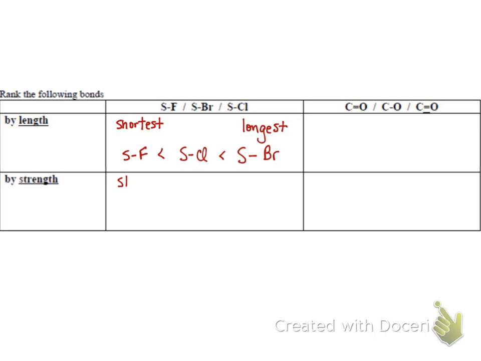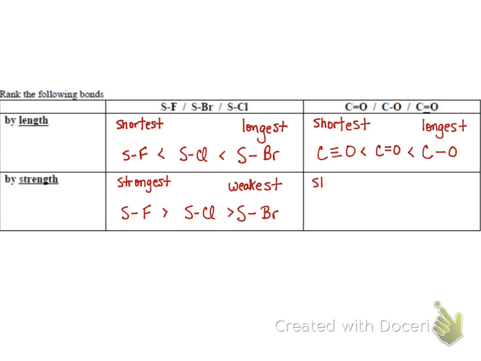So let's look at some bonds. If we were to rank these by length and strength, if we look at sulfur bonded to fluorine and bromine and chlorine, SF would be the shortest because fluorine is the smallest atom. SBr would be the longest because bromine is the biggest. And the shortest bond is the strongest, SF. SBr is the longest and it's the weakest.